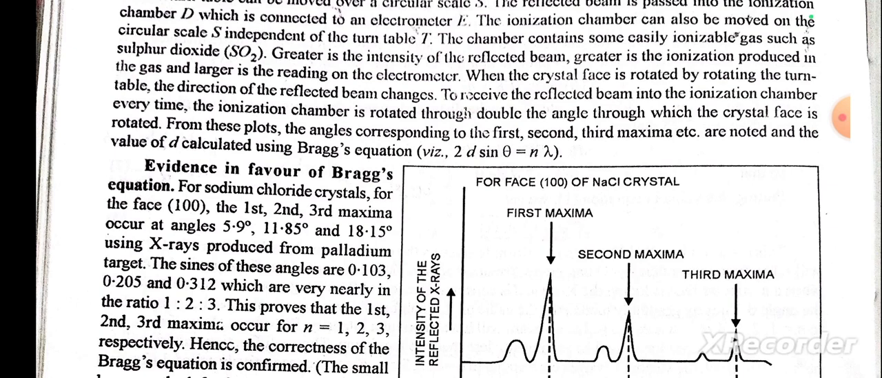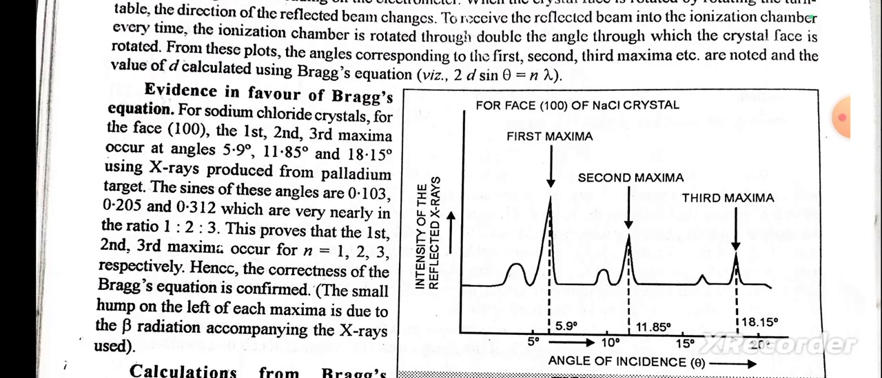When the crystal face is rotated by rotating the turntable, the direction of the diffracted beam changes and it enters the ionization chamber. Every time, the ionization chamber is rotated through double the angle through which the crystal face is rotated, and these readings are plotted. The angles corresponding to the first, second and third maxima are noted, and the value of d is calculated by the Bragg equation. Evidence in favor of the Bragg equation.